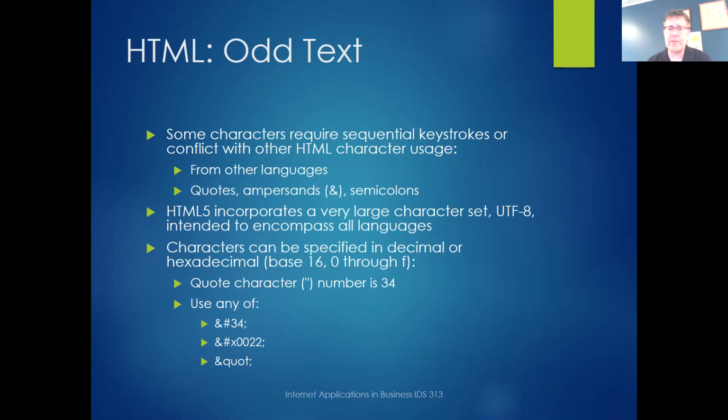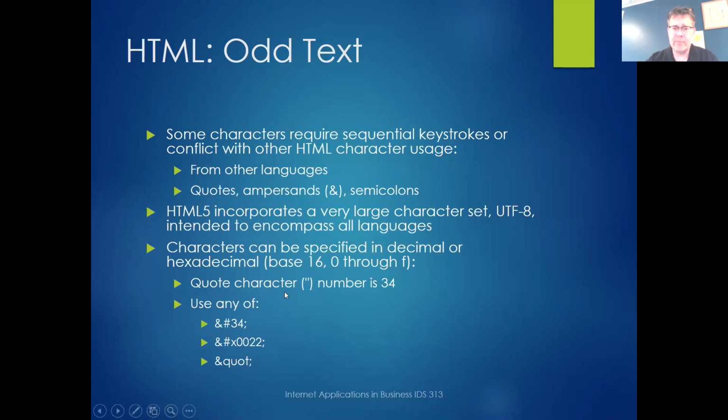Okay. Now, another issue is odd text. So if it's not just plain letters, there are some things, special characters that require sequential keystrokes or conflict with other HTML characters, right? So things like quotes, like the pointy brackets themselves that you don't want HTML to interpret as part of HTML, semicolons. Anyway, HTML5 has a big character set called UTF-8, which is intended to encompass all languages worldwide. Okay, all written languages worldwide anyway. And in that, there's a hexadecimal system for specifying characters. So it's basically where decimal is base 10 with numbers 0 through 9. Hexadecimal is base 16 with numbers 0 through F. And if you were paying attention the other day, we saw we used some hexadecimal for the color schemes as well. In our RGB 24-bit color, we had 0 to FF for red, 0 to FF for green, 0 to FF for blue. So same kind of idea here.